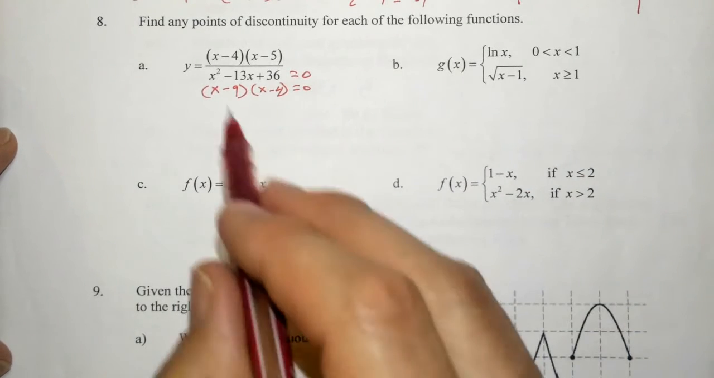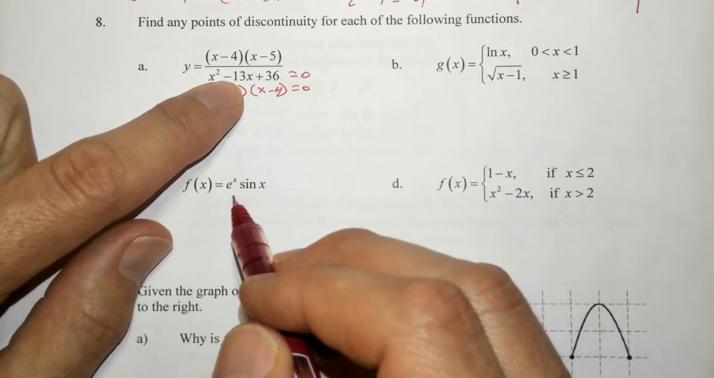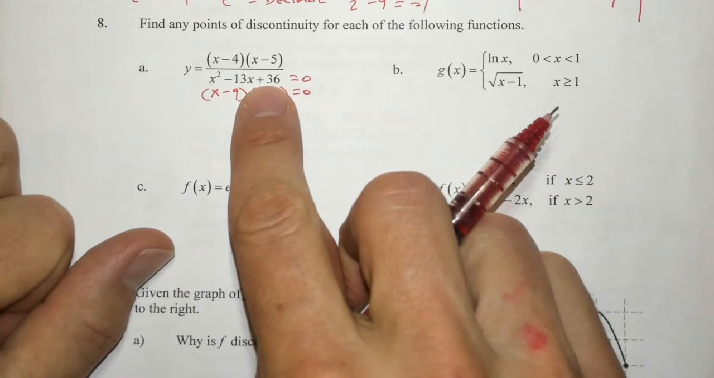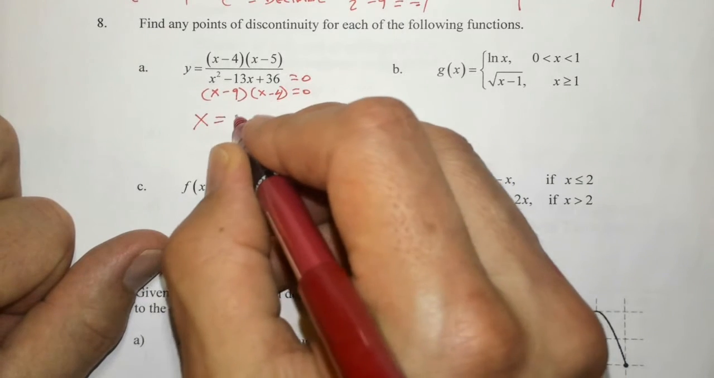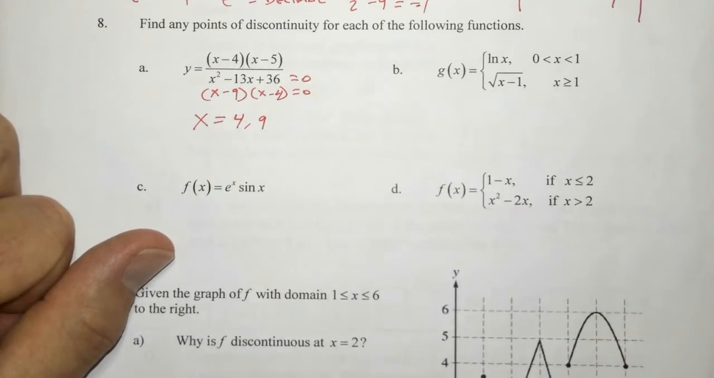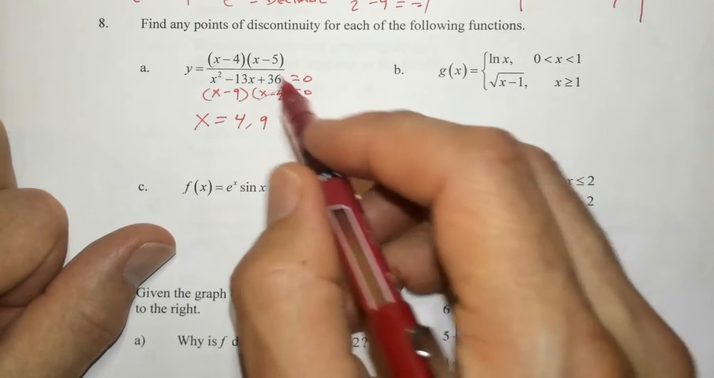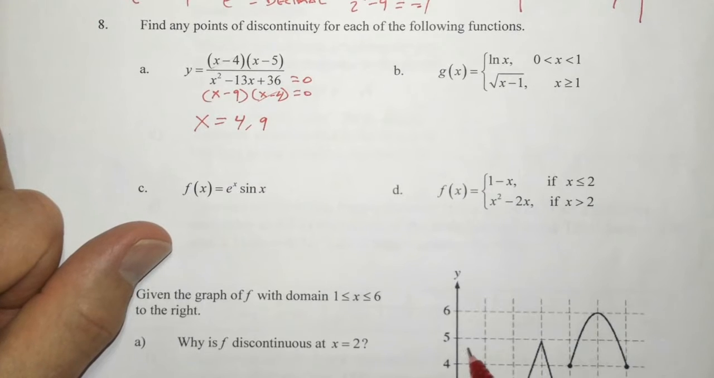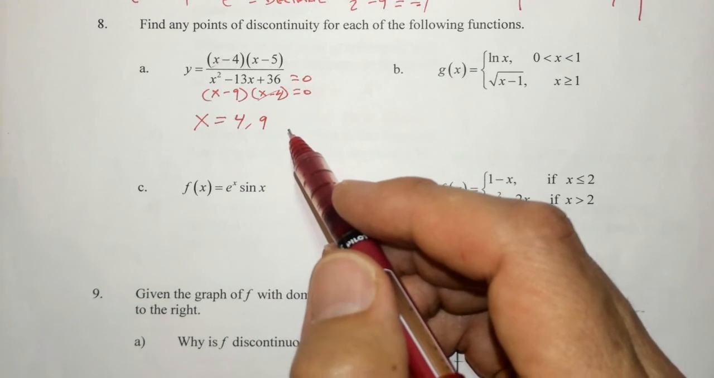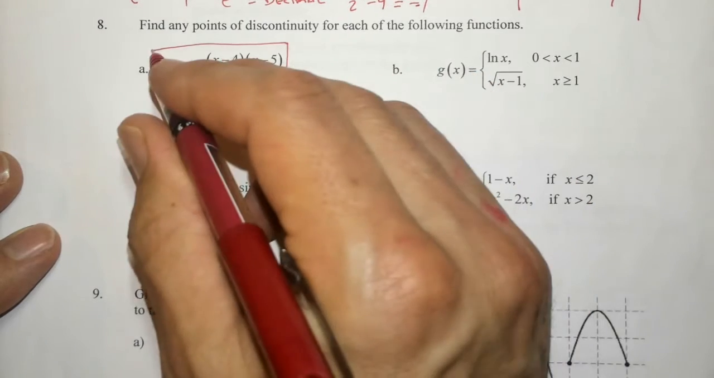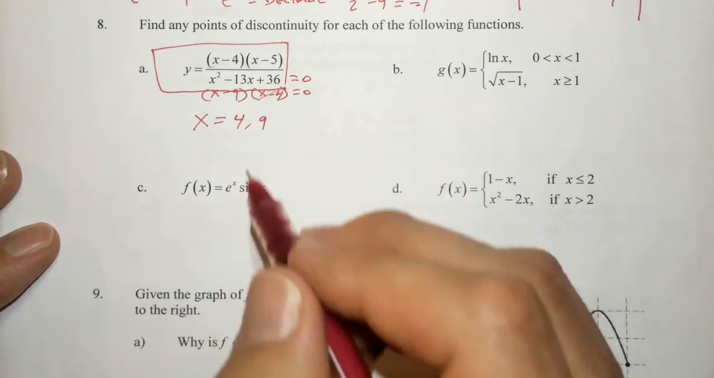What values of x cause each of these to be equal to 0? Well, 4 causes that one to be equal to 0, and 9 causes that one to be equal to 0. So we have discontinuities at x equals 4 and x equals 9. Now some of you eagle-eyed viewers are saying, well, wait a minute, we can cross out the x minus 4's. And that is true. However, crossing out the x minus 4's is actually changing the function. That's not the original function. This box is the original function. And in this original function, if x is 4 or 9, we get 0 in the denominator.